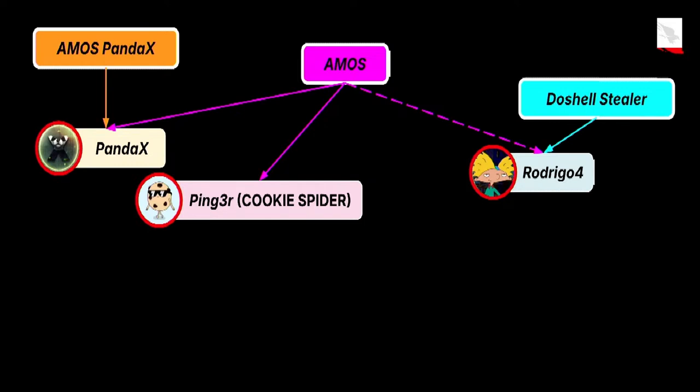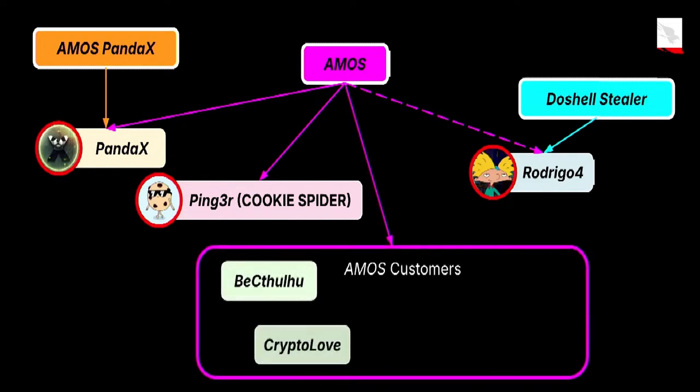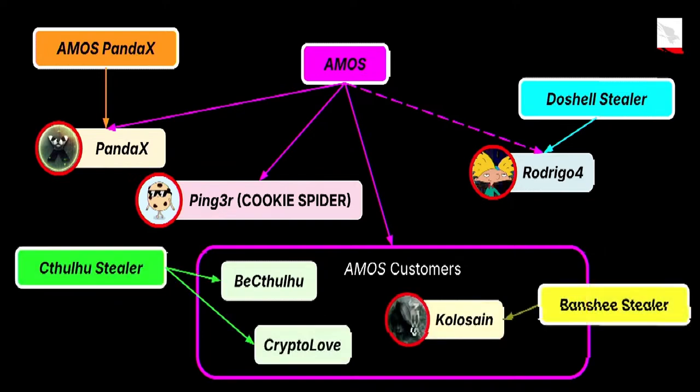A few that are worth mentioning were previously themselves customers of AMOS. So first up we have the Cthulhu team, comprising the monikers B Cthulhu and CryptoLove. And they are known for running non-fungible token NFT scams, and they started their own aptly named stealer called Cthulhu. A more recent moniker to enter this landscape is Caller Sane, who started Banshee Stealer in August of this year.